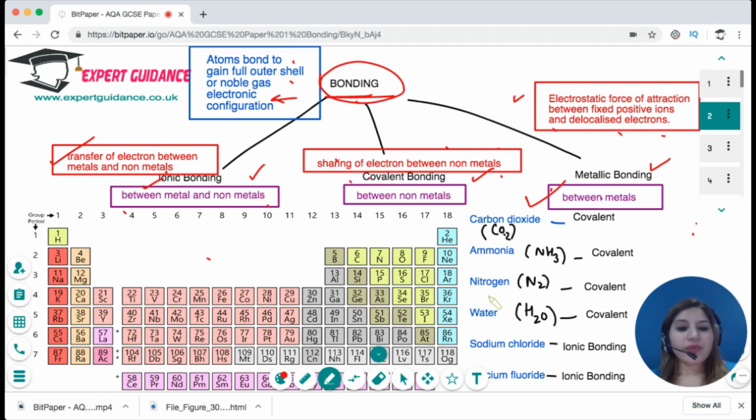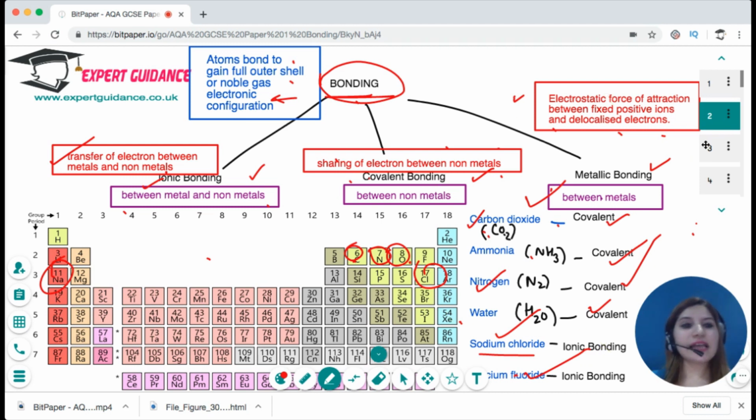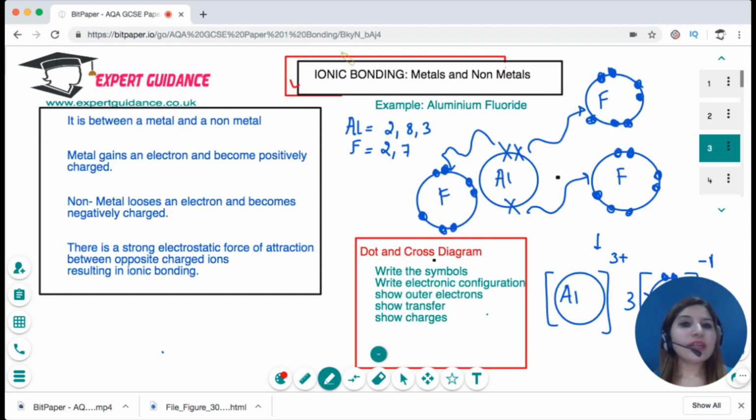So if any formula is given to you, you can easily say whether it is ionic or covalent bonding by seeing what atoms are bonded. In carbon dioxide there's carbon and oxygen, which are found on the right side of the periodic table, they are 2 non-metals, so that is covalent. Ammonia is nitrogen and hydrogen, which are again 2 non-metals, so that is covalent. Nitrogen is nitrogen, which is covalent. Water is covalent. Sodium chloride is sodium, which is on the left side, and chlorine, which is on the right side, so this is ionic. Calcium fluoride is ionic. So just by looking at the formula, you can say whether it's ionic, covalent, or metallic bonding.